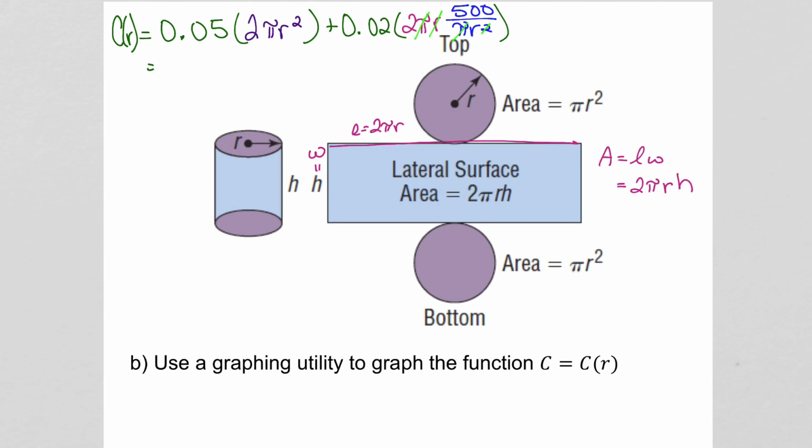And let's start simplifying. So first, multiply 0.05 by 2. And we get 0.1 pi r squared. And then multiply 0.02 by 2 and then by 500. That gets you 20. And we're just left with an r on the bottom. So your cost function is C of r equals 0.1 pi r squared plus 20 over r.